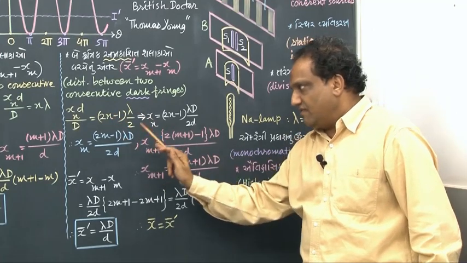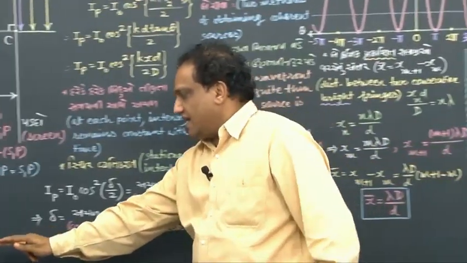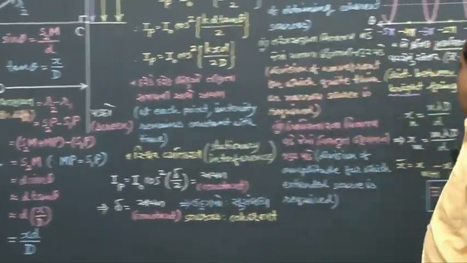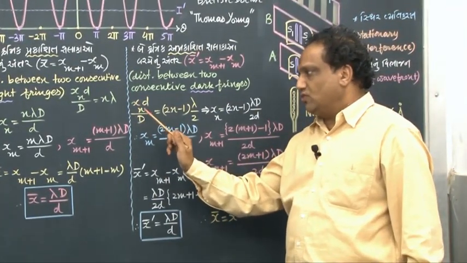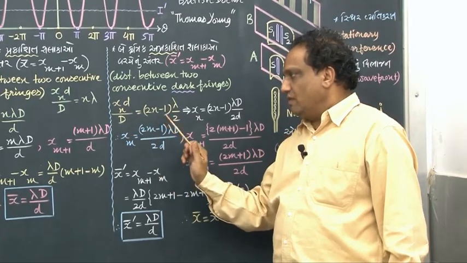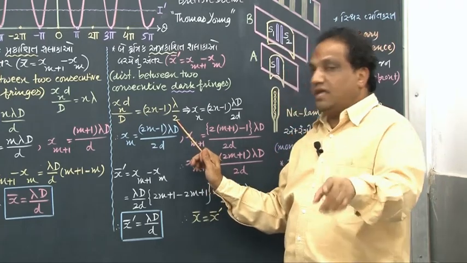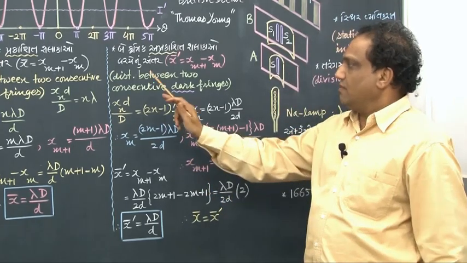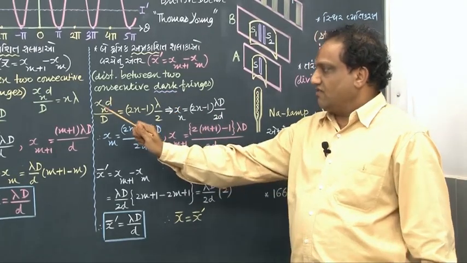Correct? This is the path difference, and you know the formula of path difference: x into small d upon capital D. Instead of x, I am putting xn. N you should write below x. This should be equal to 2n minus 1 lambda by 2. Then only destructive interference will take place. Then only the point will appear dark. That's why I am putting here dark fringes. Okay? Fine. Find out xn from here.